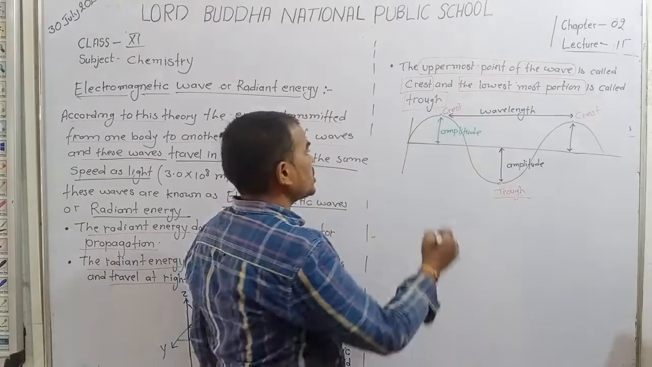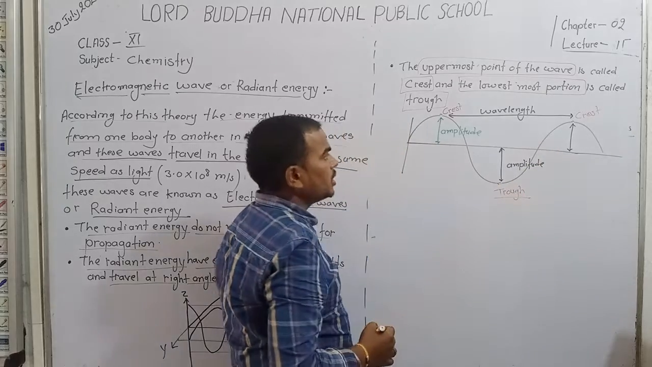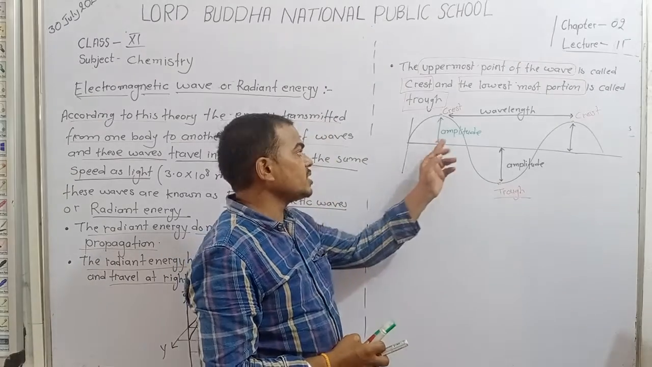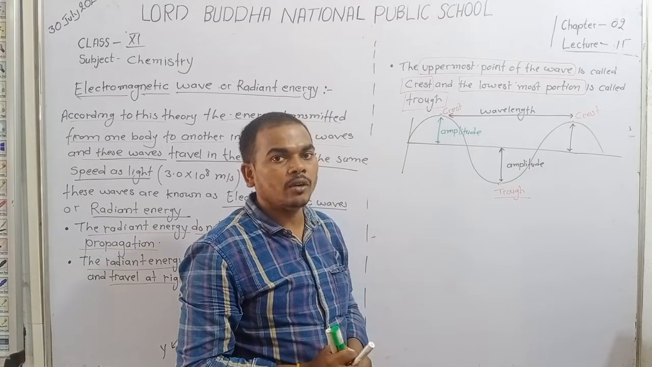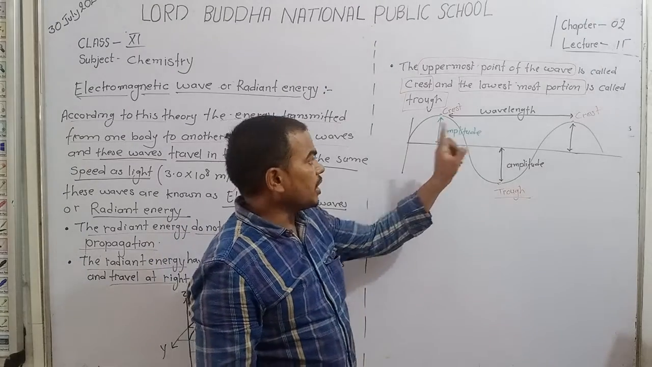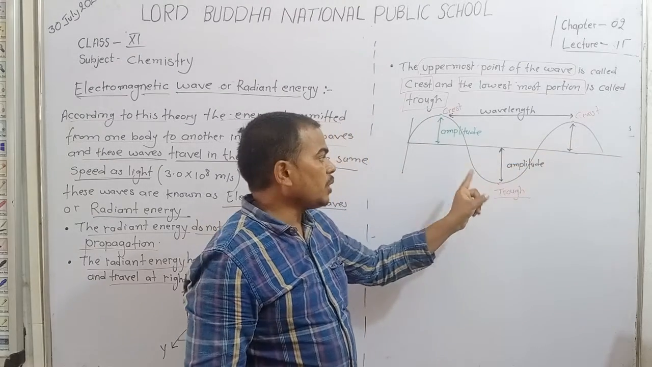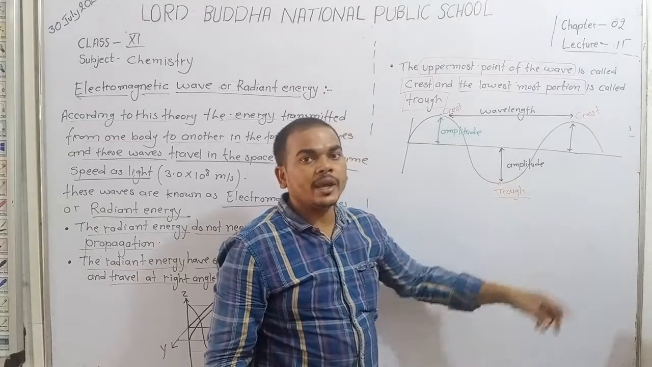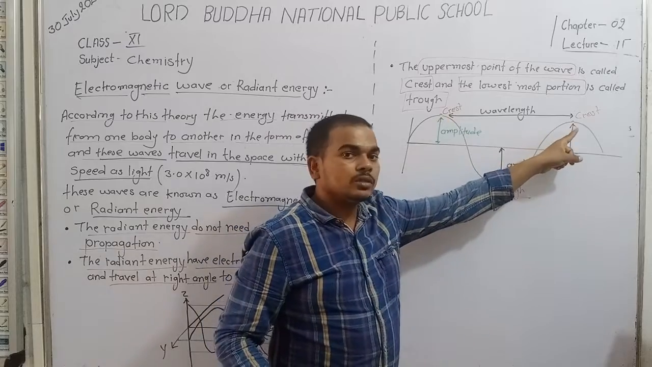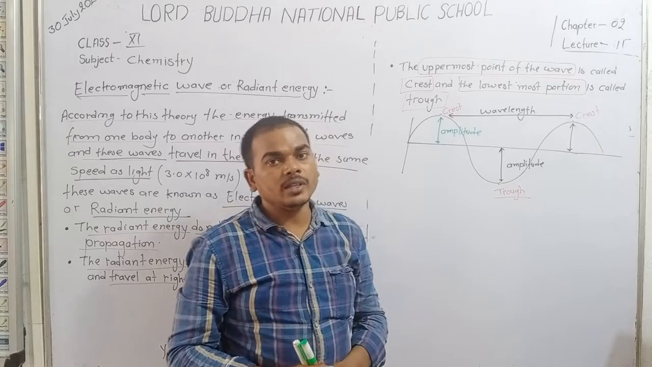Yes, students, the maximum height of the crest and the maximum height of the trough is known as the amplitude. The distance between two crests, or the distance between two troughs, is known as the wavelength. Again, the distance between two nearest crests or two nearest troughs is known as the wavelength.